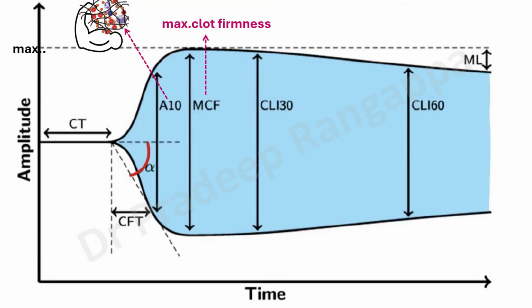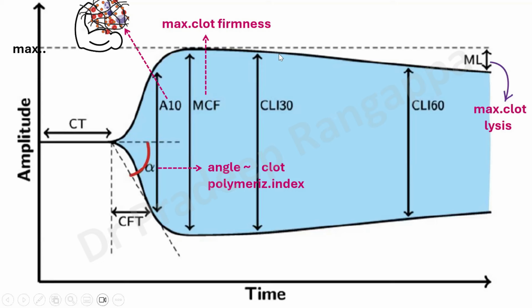So maximal clot firmness is MCF, and this is angle of clot polymerizing index, and ML is the maximum clot lysis, and CLI 30 is the clot lysis index at 30 minutes, and CLI 60 is the clot lysis index at 60 minutes. So in ROTEM, it's very simple, don't get confused.